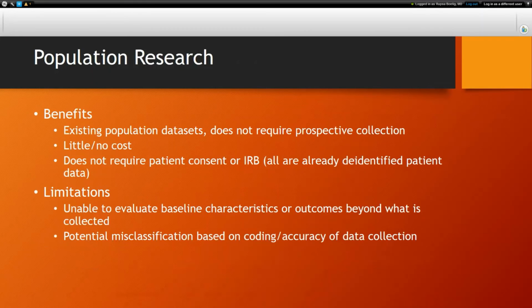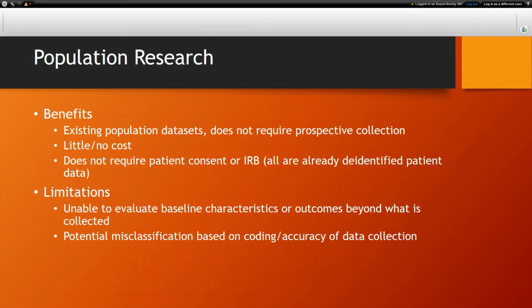Population-based research. This is great and can often be a short or intermediate term project because you're using existing population data sets, so it does not require prospective collection. It is little or no cost, so many data sets are freely available. Some you do have to pay for.